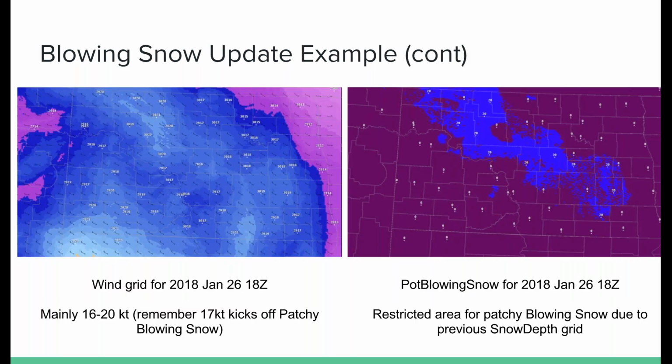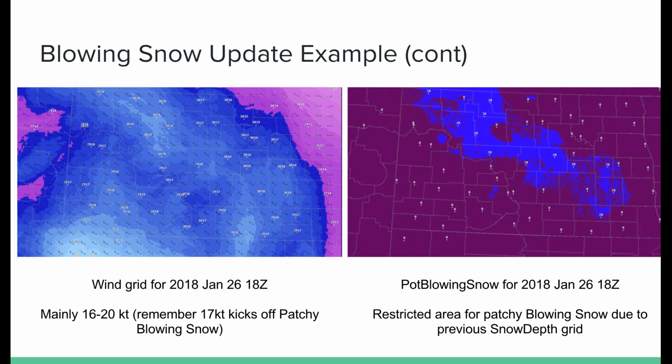Continue on, take a look on the left now, you'll see a wind grid, and just mainly in that 16 to 20 knot range. And remember, the 17 knot threshold is what kicks off patchy blowing snow. Again, that 17 knot is to kind of consider both a patchy blowing snow aspect and drifting snow. We don't really have a drifting in the weather grid per se, but drifting is an impact. So we just kick that off with patchy blowing snow.